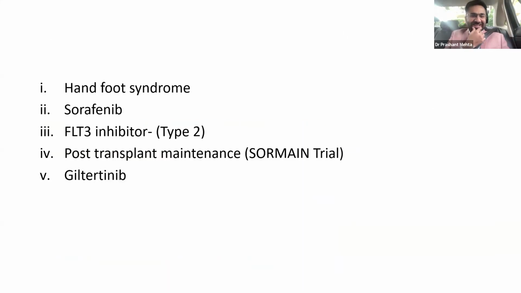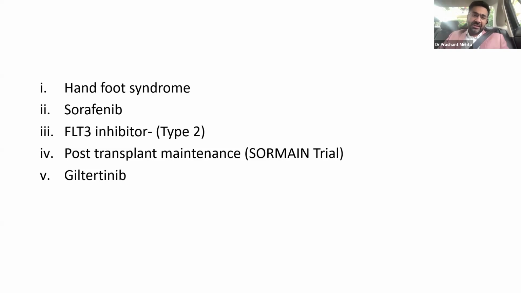It's going to be very interesting. So this is hand-foot syndrome. You identified it correctly, but the drug implicated here was sorafenib. The SORMAIN study is a randomized study which presents the most robust data for survival advantage in AML post allo. In fact, this was the only study which has actually shown an advantage in a randomized fashion. The rest of the studies are subset analyses or post hoc analyses, but none of the RCTs have shown such a benefit as sorafenib has shown.